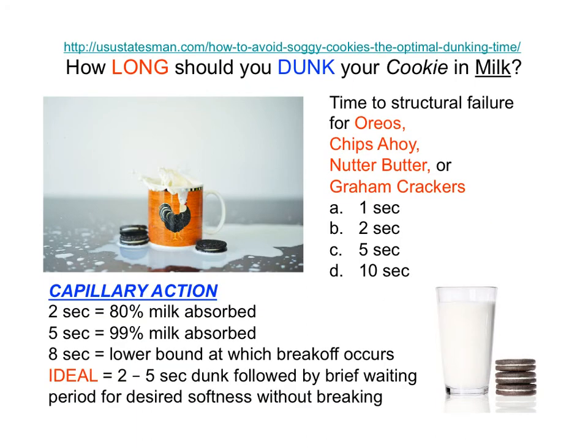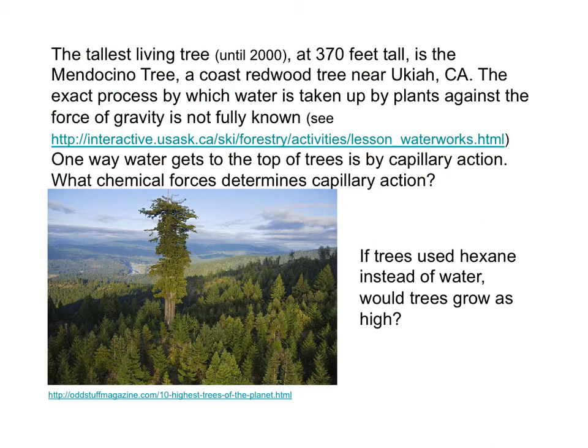In 2 seconds, 80% of the milk is absorbed. In 5 seconds, almost all the milk is absorbed. 8 seconds, cookie breaks. So the ideal is a 2 to 5 second dunk followed by a brief waiting period, then eat the cookie. The tallest tree at 370 feet was in Northern California. How does water get to the top of the tree to keep those leaves green? One way is by capillary action.